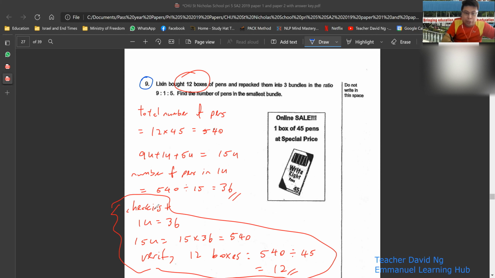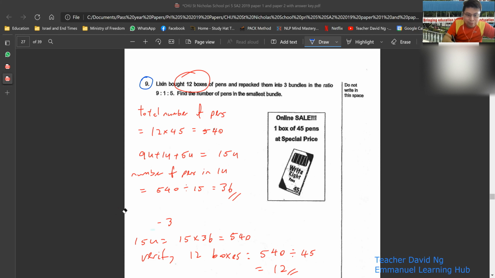A lot of students, when they check, they just redo the question. Correct? That's typically what students will do. They redo the question. Then after redoing, they still get the same answer. Then they think it's correct. But eventually it's wrong. Why? Because they repeat the same mistake they made in their first attempt.